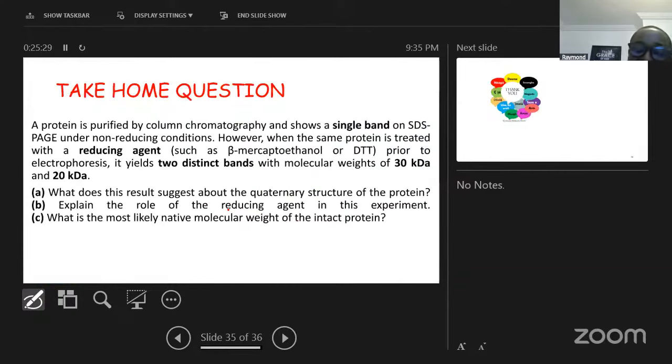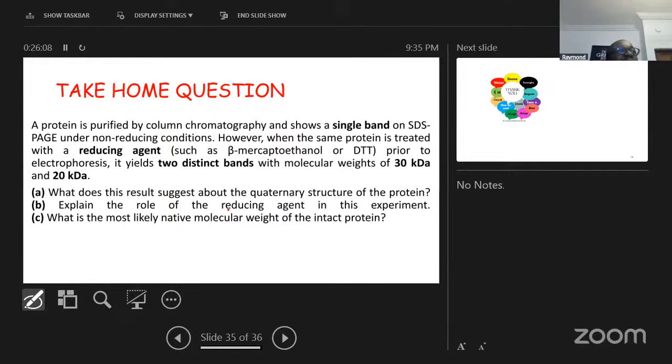So this is actually one of the take-home questions. Now, a protein is purified by column chromatography and shows a single band on SDS-PAGE. SDS is sodium dodecyl sulfate. PAGE means polyacrylamide gel electrophoresis. We're going to be working with proteins, how we can actually isolate a protein from a milieu of proteins.